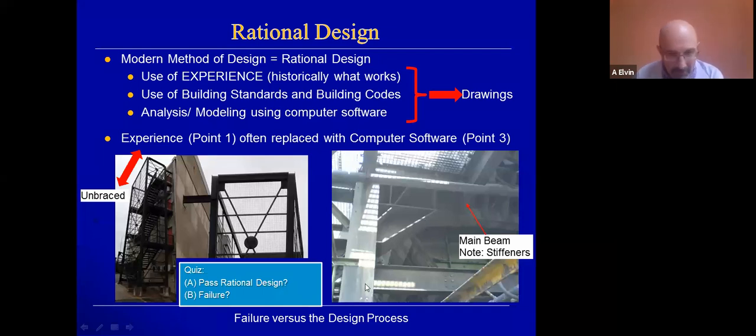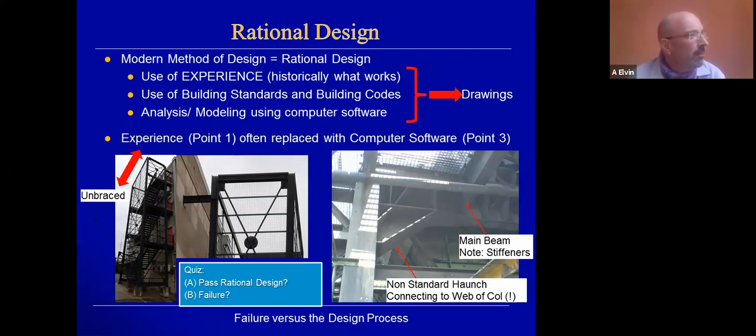All right, so let's see what I wrote here. Non-standard haunch, problem number 1, connecting to web of column. And how in the world are you going to model this? This is unmodelable by most people, and it would be a very difficult problem to solve. So if you were to ask me, this has not passed rational design. It has failed because it has not passed rational design. All right, let's now go a bit down the rabbit hole.